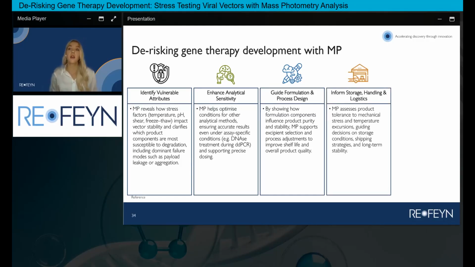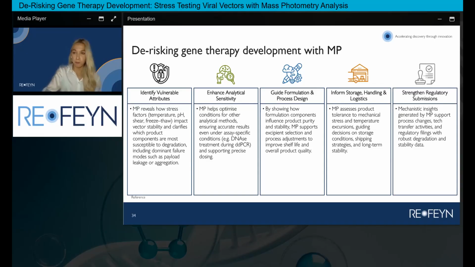Besides the process design and the formulation, it can help inform scientists on storage, handling and logistics, which is also important from the CMC standpoint. What is the product tolerance, and are there any temperature excursions that affect the long-term stability, storage conditions, or the shipment of the products that contain viral vectors?